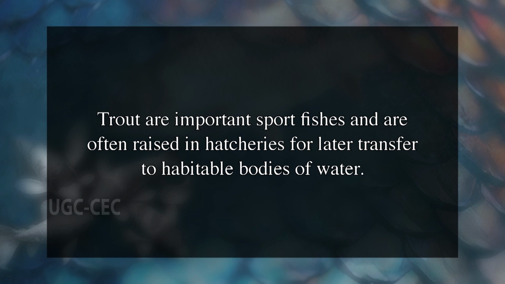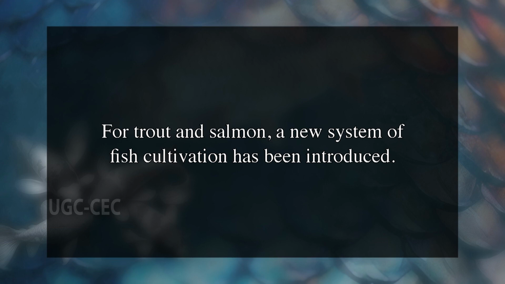Trout are important sport fishes and are often raised in hatcheries for later transfer to habitable bodies of water. Some trout farms sell their fish not only fresh and frozen but also smoked and filleted. For trout and salmon, a new system of fish cultivation has been introduced. Instead of ponds, enclosures of netting or other material are placed in natural waters such as lakes for trout and also in brackish waters or the coastal ocean for salmon. By this means, areas formerly of low value can be farmed intensively.